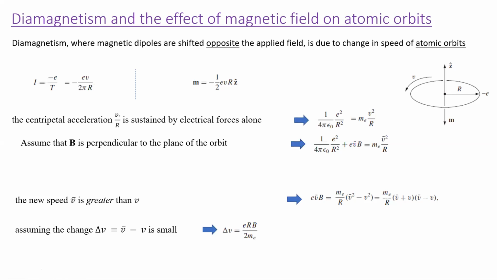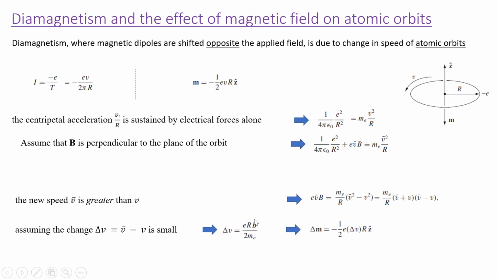Okay, final step. We know that the magnetic moment is minus 1/2 e v R z hat. It points opposite the direction of the velocity. We see that the magnetic field has increased the velocity, and so the change in the magnetic moment is going to be just minus 1/2 e times delta v times R z hat. And notice already that this points in the minus z hat direction, opposite the direction of the applied magnetic field upward. So we've already established diamagnetism.